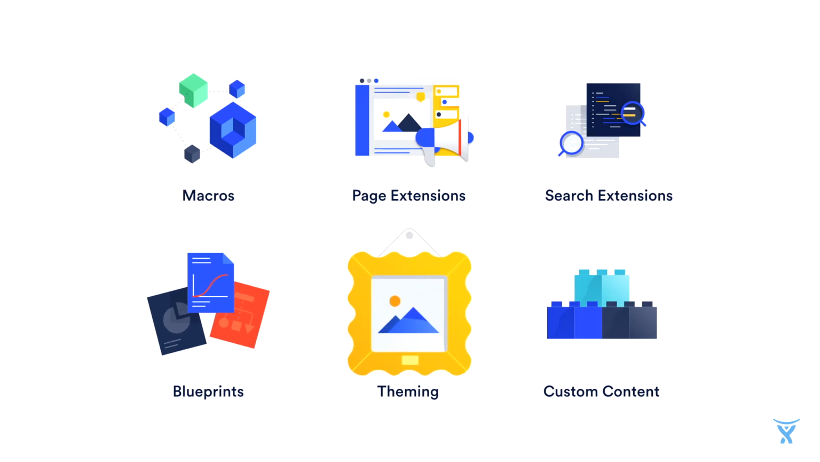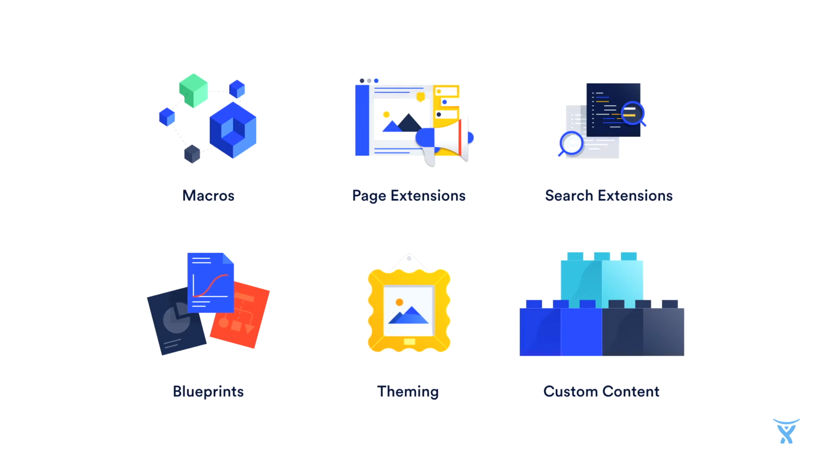Theming is a way that you can modify the look and feel of your space UI and also change the look and feel of the content that resides within those spaces. And then lastly, we have custom content. Custom content is a pattern, but it's also a Connect module in its own right, and it allows you to create a content type within Confluence.